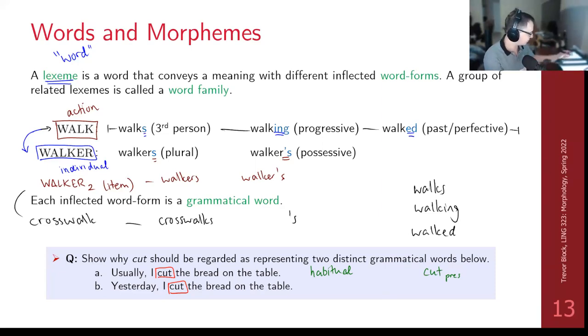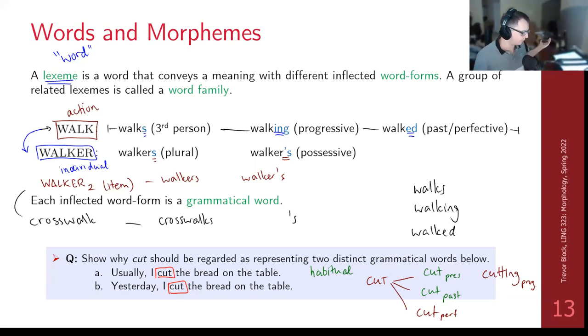So we could say this is the present tense version of cut. And in the second sentence, yesterday I cut the bread on the table, this is cut, but it's past tense. So these come from the same lexeme, the lexeme cut, but they have different grammatical word forms. There's the present tense form, there's the past tense form. In fact, even yesterday I had cut, you could also have the perfective form as well. Or like you said, progressive, the actual cutting. So cutting would be the progressive form. It's the only form that actually looks different.